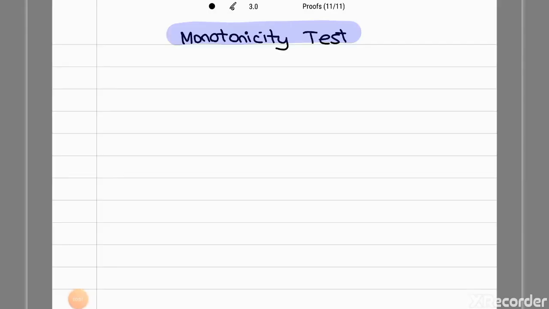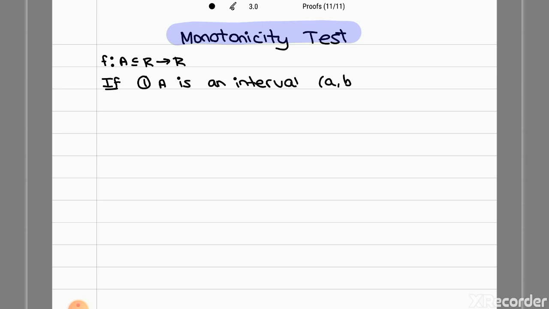The monotonicity test states that if we have a one-variable function where the domain is an interval and the function is differentiable, if the derivative is greater or equal to 0, then the function has to be increasing. And also the other way around, so it's an if and only if statement.